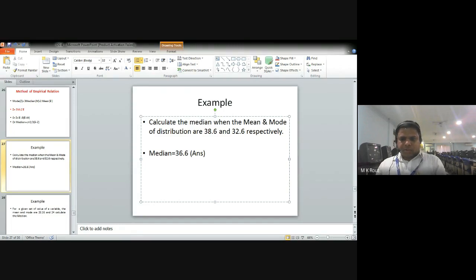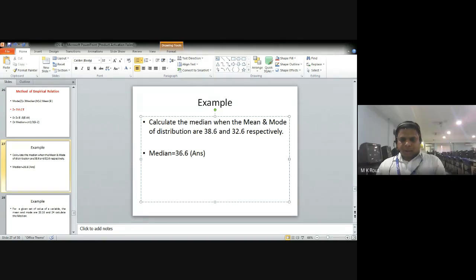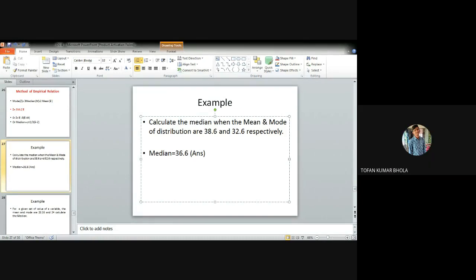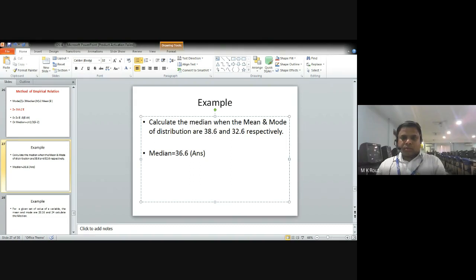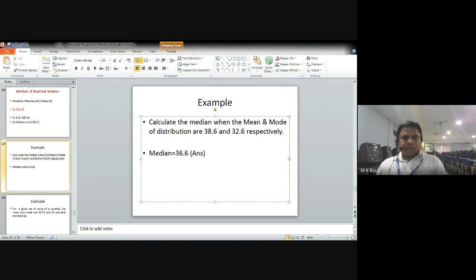I call some students. Suchi Samal, what is your answer? 36.54. You can check correctly or calculate correctly. Topan Kumar Bholo. Yes, sir. 36.6. Good. Suraj Kumar Das. Okay, Swapna Nijana, Soumya Pratkara. Calculating, sir. 6.6. Okay. Subham Tawang, what is your answer? Smriti Ranjan is correct. Sir, calculating. Do it very fast because we have to proceed for the next one.